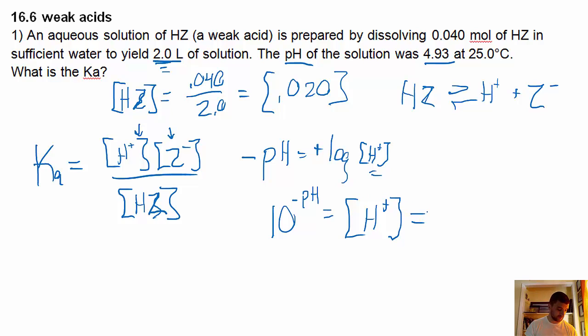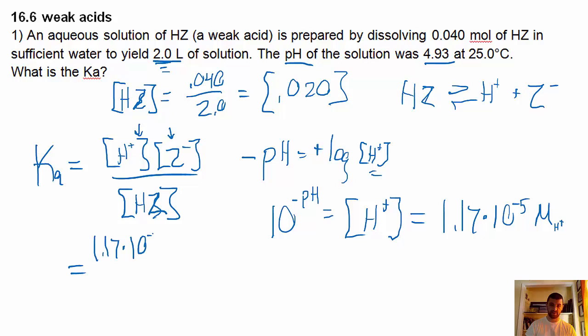So what do I get when I do that? 1.17 times 10 to the minus 5, and that is molar for the H plus. Let's think about this. I plug into my Ka: 1.17 times 10 to the minus 5 times the same thing again. I'm just going to square it, because the H plus is the same as the Z minus, and I don't feel like rewriting that whole number.